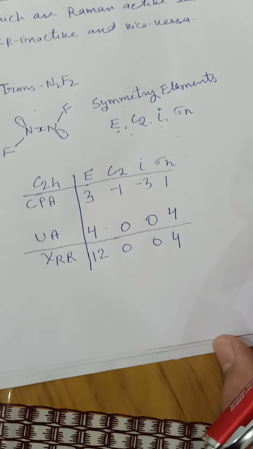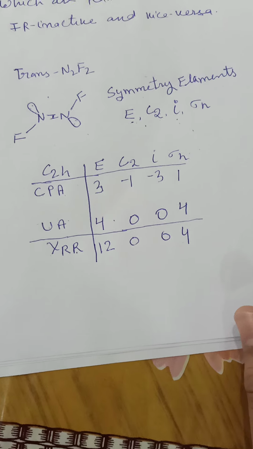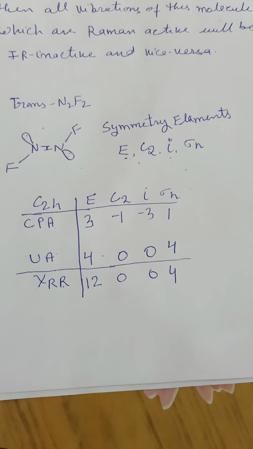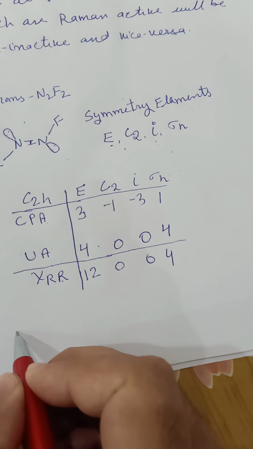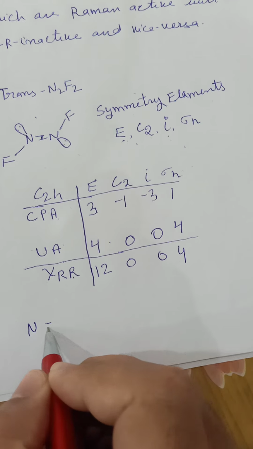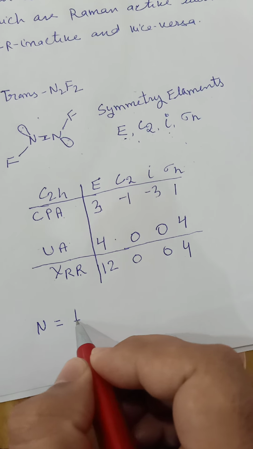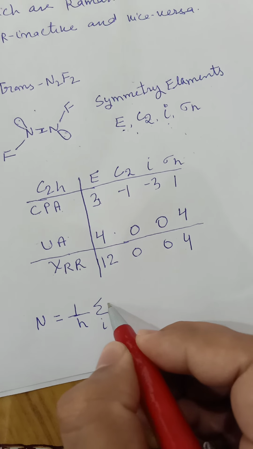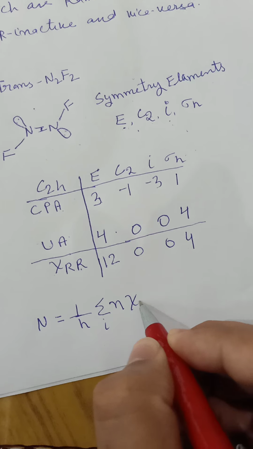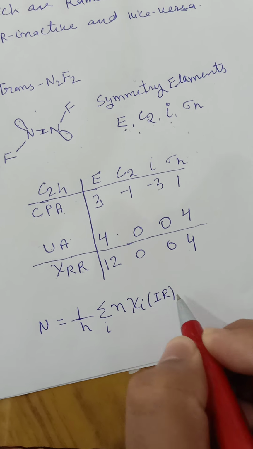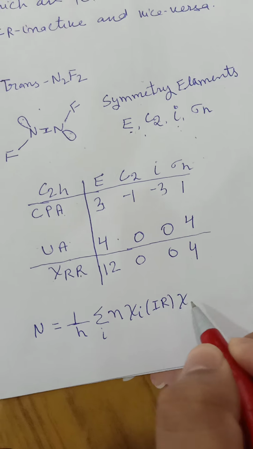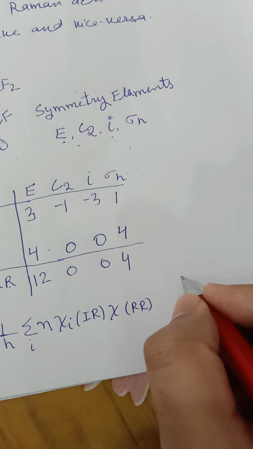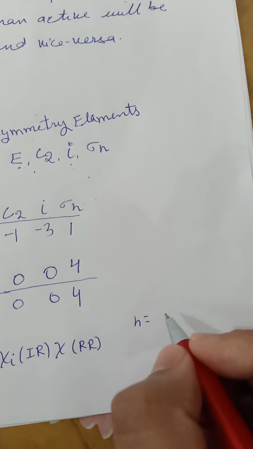Now this character of the reducible representation is then described in terms of irreducible representations, and for this a formula is used, which is like this: n is equal to 1 upon h, summation over i, of the character of the reducible representation times the character of the irreducible representation, where h is equal to the order of the point group.